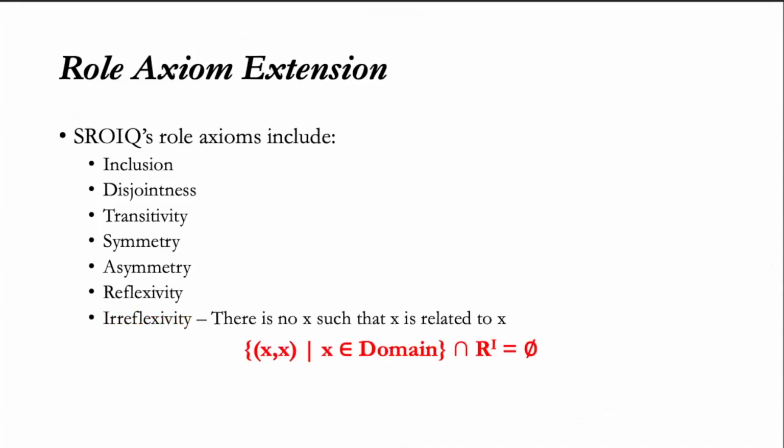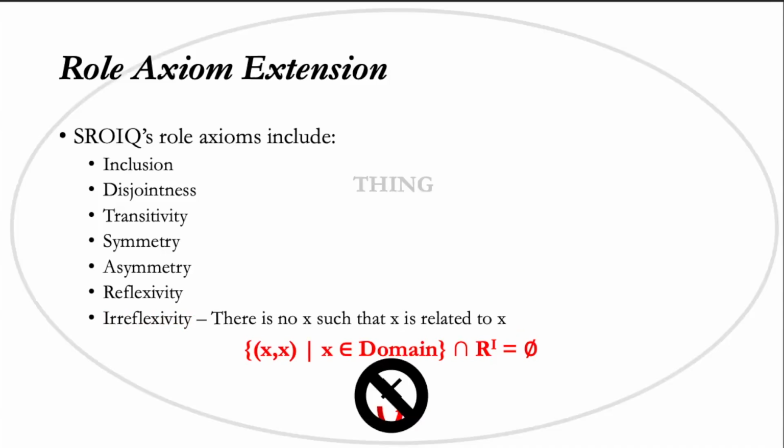Irreflexivity, a little more interesting: nothing in the domain under this relation is related to itself. If you're thinking of examples: nothing is taller than itself. Everything's exactly as tall as itself. And that is the end of the lecture.